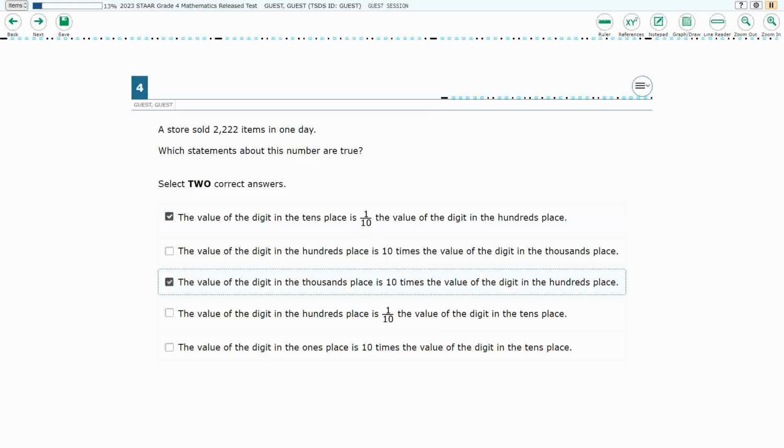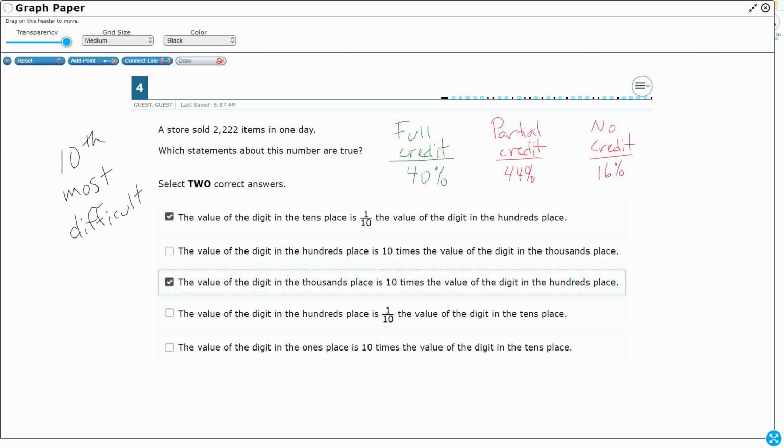Let's see how we did across the state of Texas. So this was tied for the 10th most difficult. Look, we only got 40% full credit to get the full 2 points, but we did have 44% get the partial credit. So between these two, we had at least 84% of our students get 1 point. That's better than nothing. We don't know which of these answers they selected that were incorrect. All we get from the state item analysis is whether they got full credit, partial credit, or no credit.